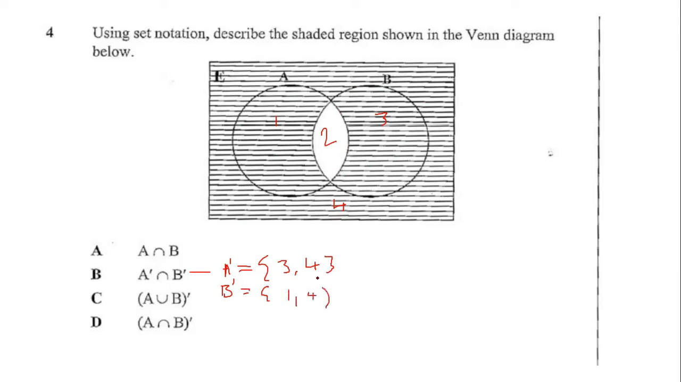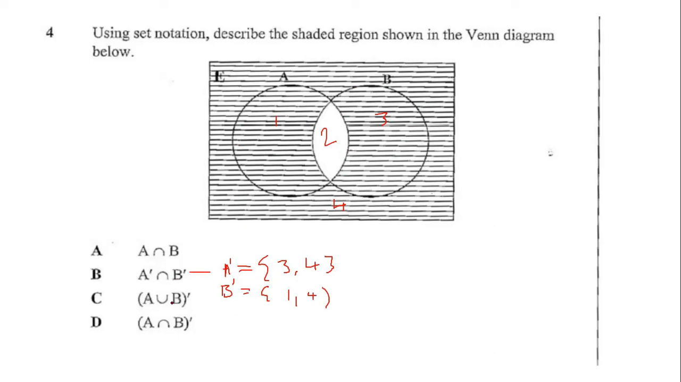Now if we are to list here, they're saying A complement intersection B complement, they are looking for elements that are in both A complement and in B complement. So here we just have 4. Meaning the only place to shade is where there is 4, but also where there is 1 and 3 has been shaded. So this one has not worked out.